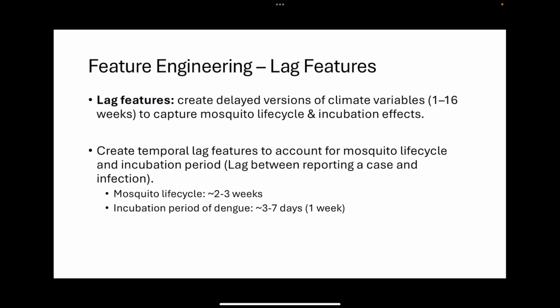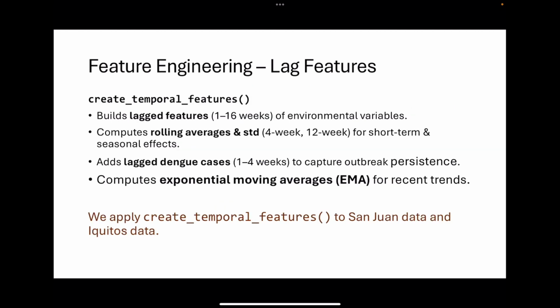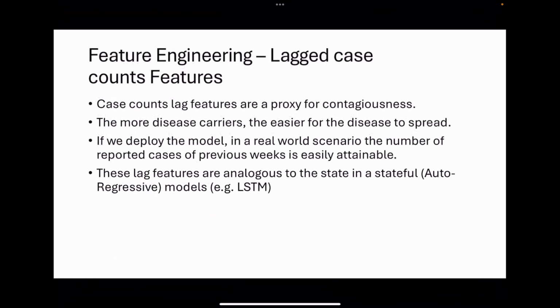So there was a clear lag in the data. So what we did was we made a create temporal features function. It builds the lag features from 1 to 16 weeks, and we compute the rolling average and the standard deviation over 4 weeks and 12 weeks for short-term and seasonal effects. We then add the lagged dengue cases to capture any outbreak persistence. We then compute the exponential moving average for the recent trends. We applied this to both datasets, as case count lag features are a proxy for contagiousness.